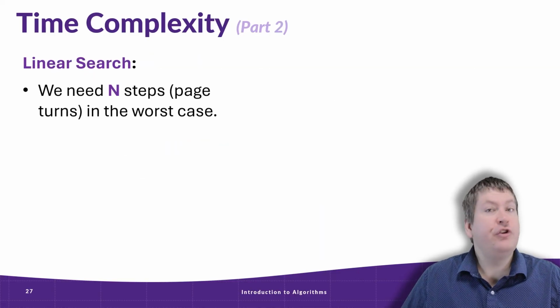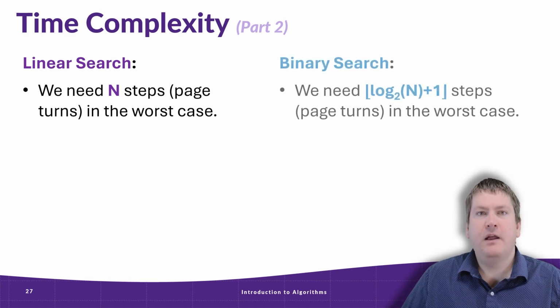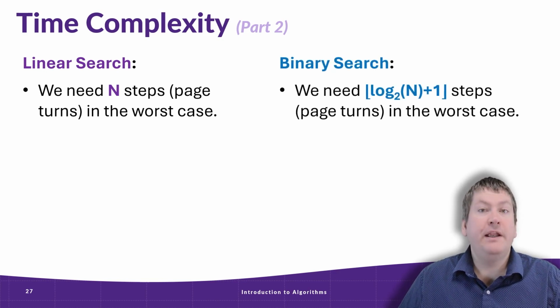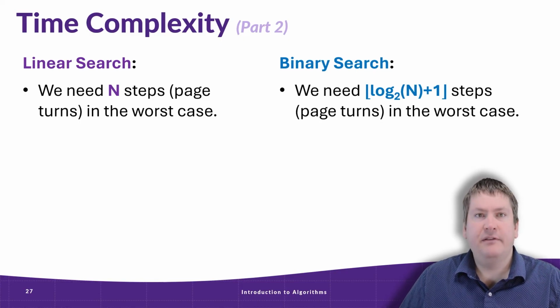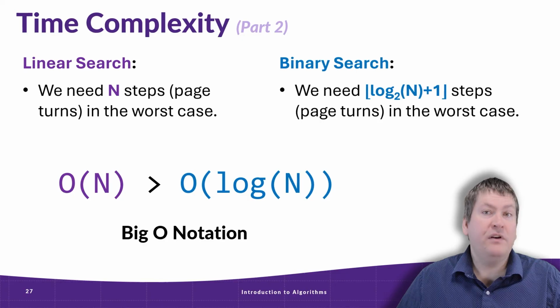For linear search, the worst case is that we would need to turn the page n times, where n is the number of pages. This would mean the name occurs on the last page of the phone book. For binary search, we need log n plus 1 page turns to reach the name in the worst case. We represent these worst cases in a mathematical notation called big O notation.